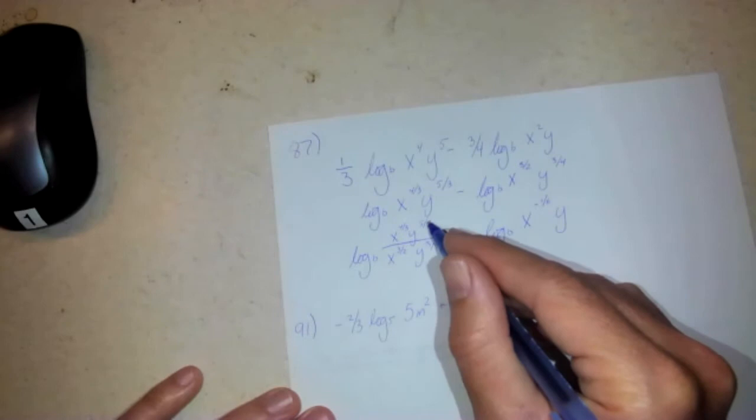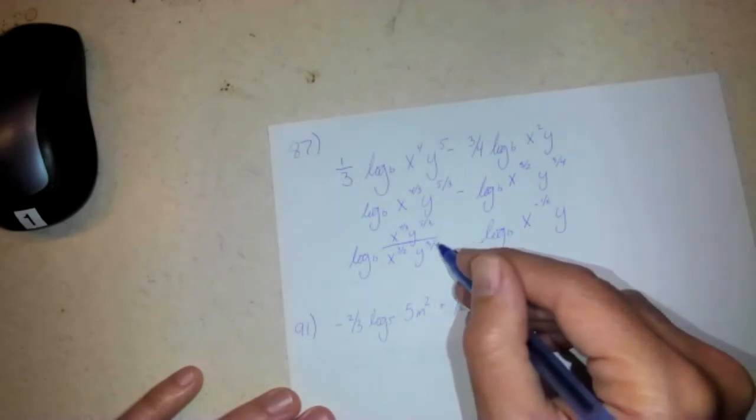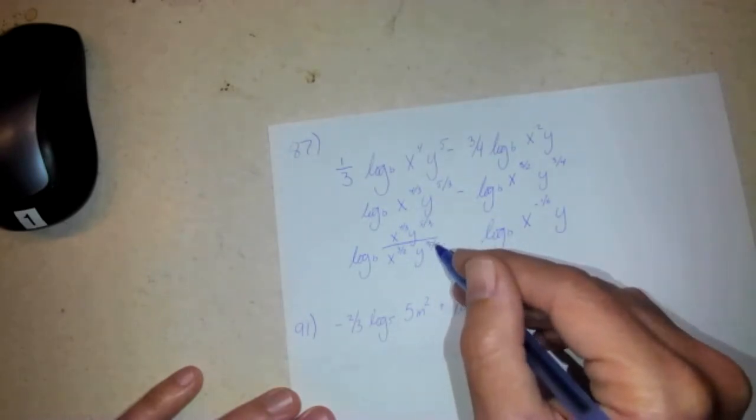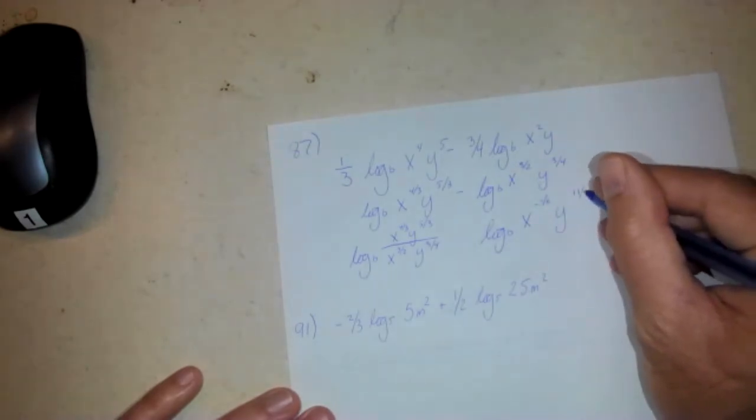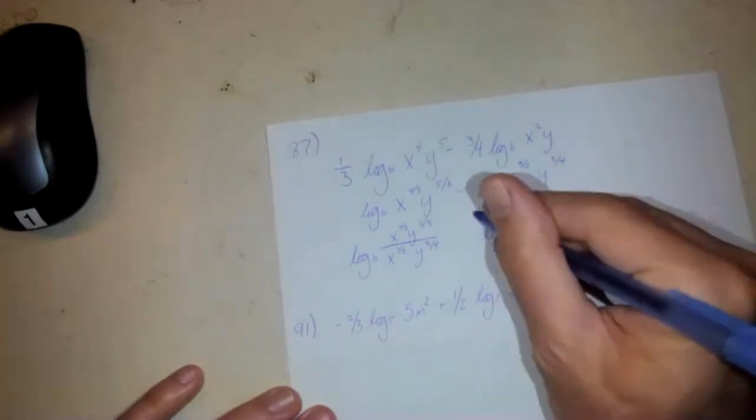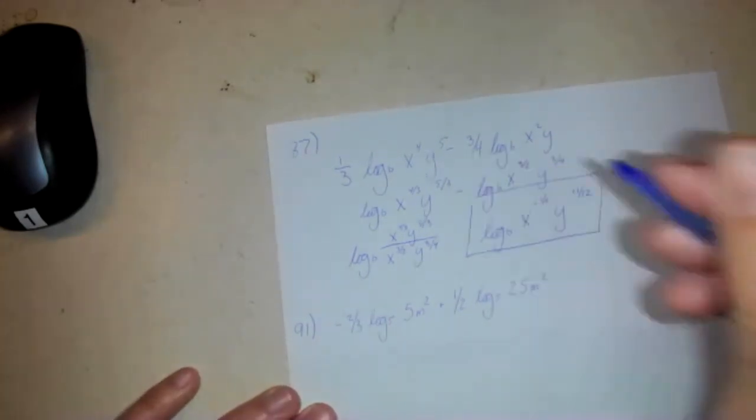So 20/12 minus 9/12 seems like 11/12 to me. And there is that final answer.